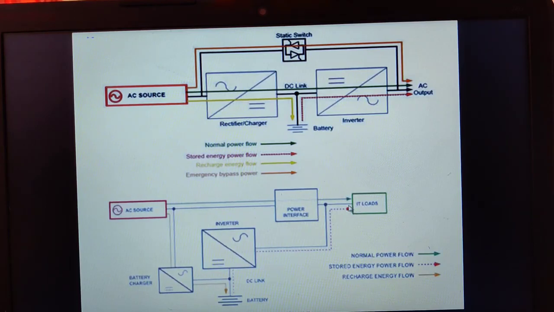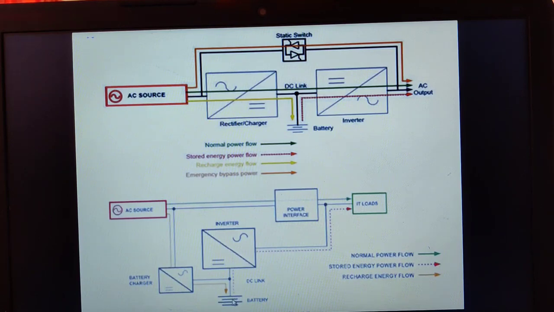Suppose the current goes off, then what happens? There will be no direct supply of current to your computer system. Instead, it takes 2 or 3 minutes to switch from this to your offline UPS. So there will be a delay. Then it will start drawing the power supply from the stored battery.